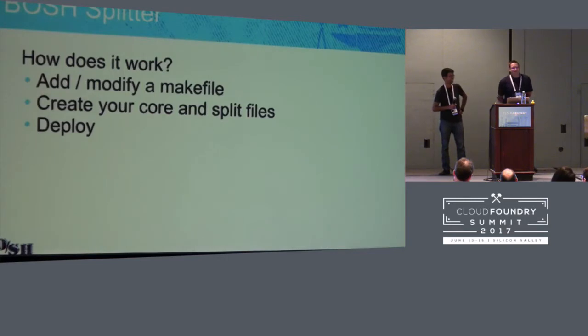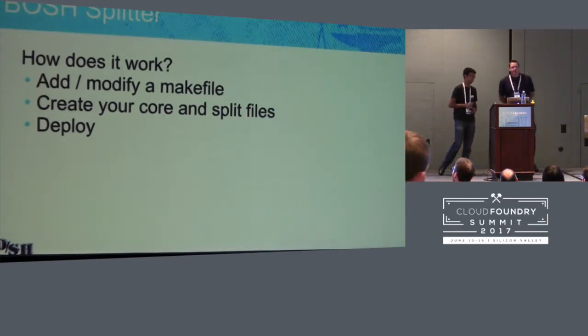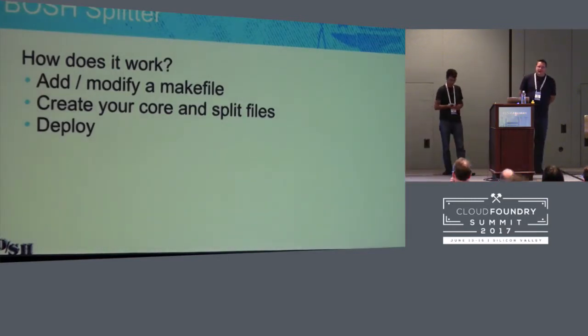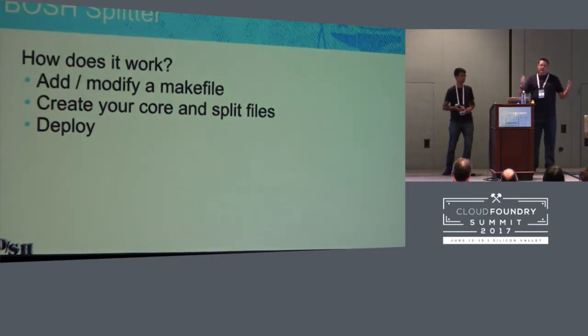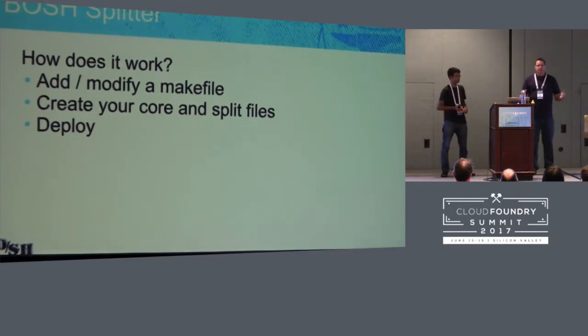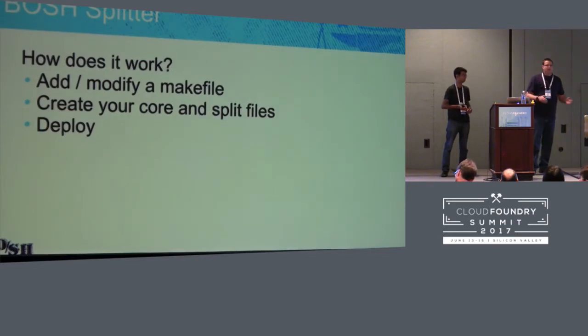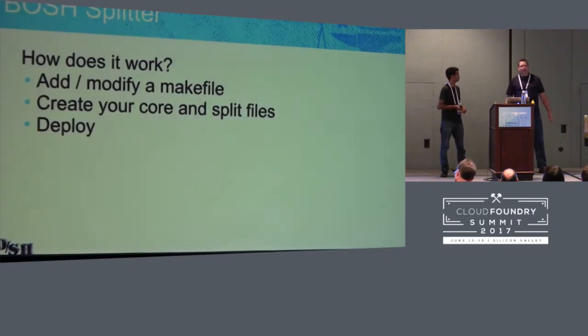So, how does it work? BOSH Splitter. A couple of bits and pieces that we need to understand before we can really dig into this. One, for BOSH Splitter, our goal was to make sure that we could continue to use the templating that everybody is used to, whether it's the templating inside of CF release, or it's Genesis, or whatever your templating tool happens to be. We don't want you to change any of that.